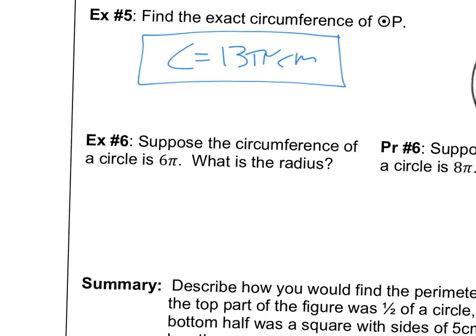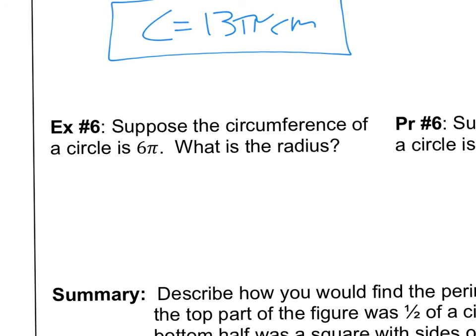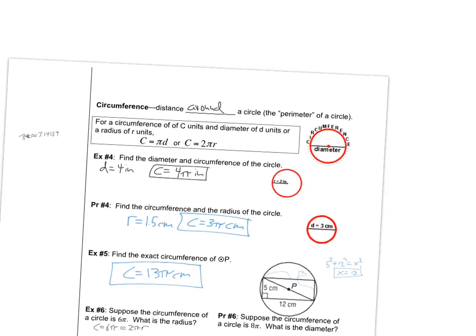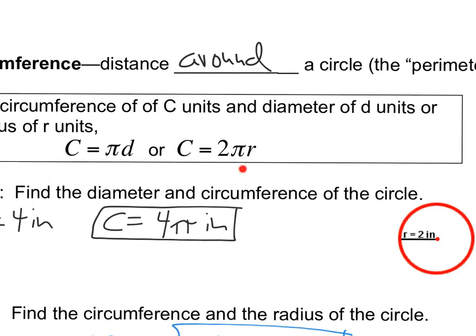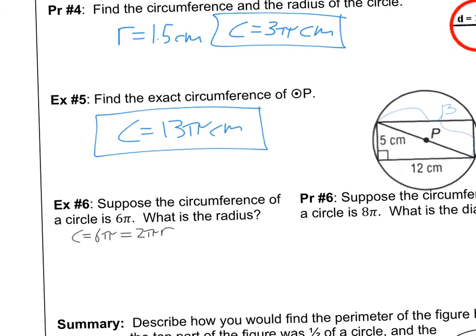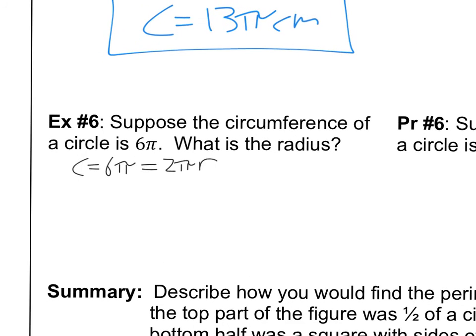All right. Another example question here. Suppose the circumference of a circle is 6 pi. What is the radius? All right, so think about it this way. We know the circumference equals 6 pi. We also know the circumference always equals 2 times pi times the radius. I just got that from my formula right up here.